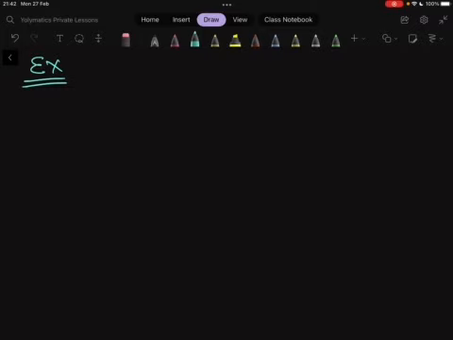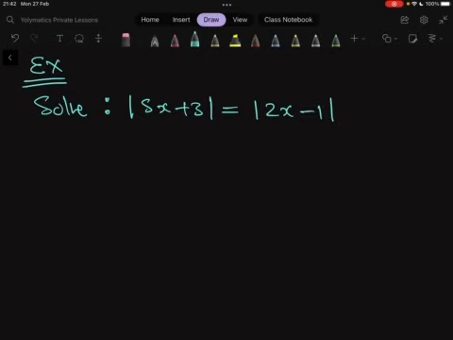The first problem that we are going to look at goes as follows. We are asked to solve the following equation: the absolute value of 5x plus 3 is equal to the absolute value of 2x minus 1. That's the problem that we have at hand. We are given this and we are asked to find what the solution of this equation really is. So how we're going to proceed now is as follows.